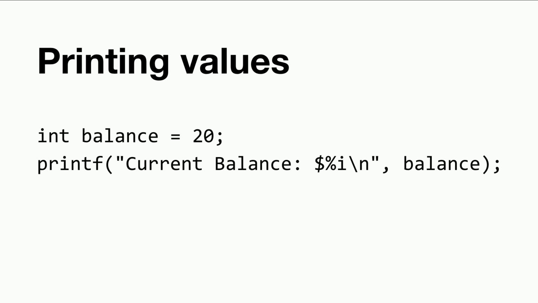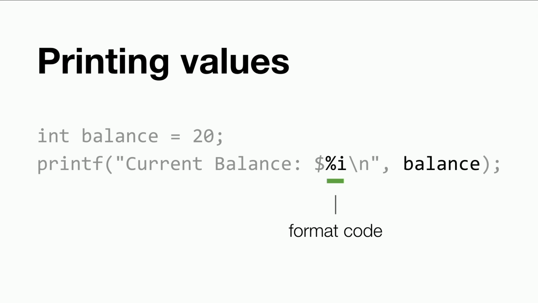All right. So if we're printing out this balance that was given to us, or we have stored in a value, we might have a print statement that looks a bit like this. So we have printf string current balance and then $%i\n. So that combination of characters, we'll talk about what that means.